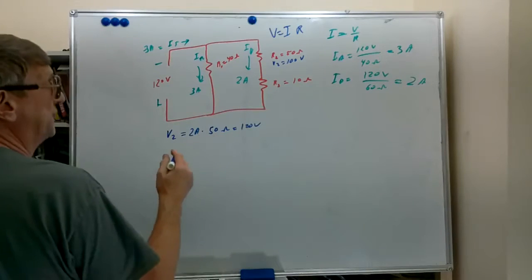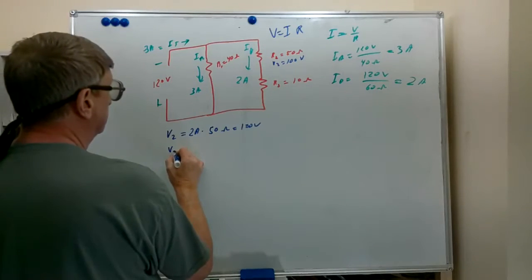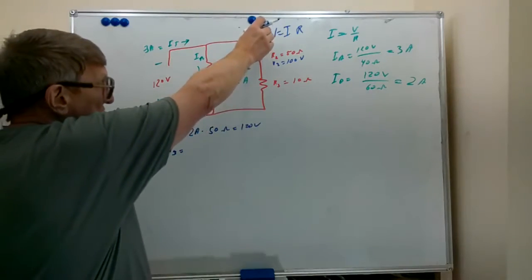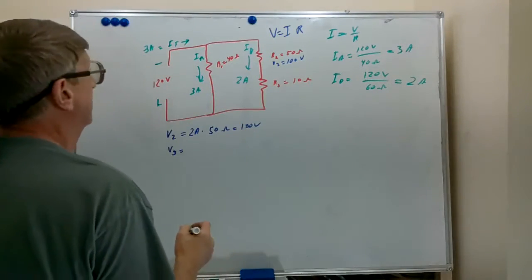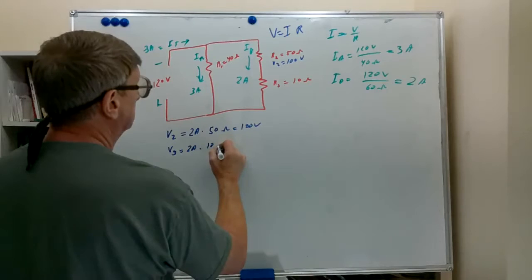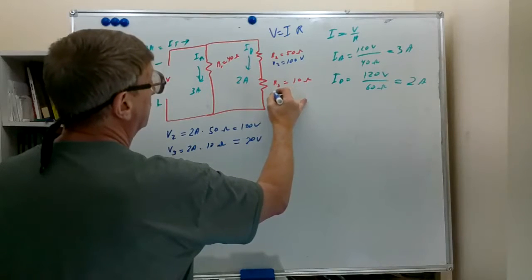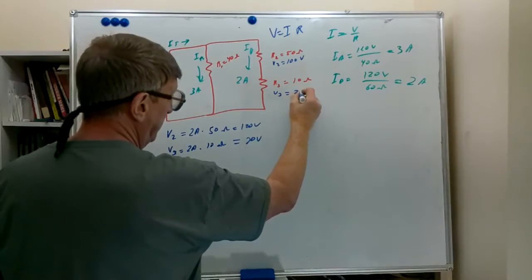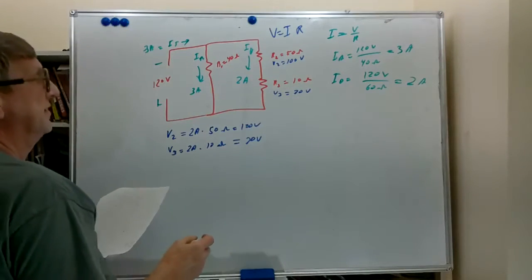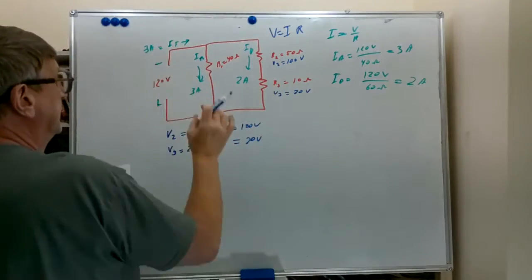Let's try to find the voltage across R3. We'll call the voltage across R3 V3. V3 equals the same 2 amps. Current in a series circuit is the same everywhere, and this is a series section over here. So we've got the same 2 amps, we've got 10 ohms. Well, 2 times 10 gives us 20 volts. So V3 equals 20 volts. And you will notice that 20 volts plus 100 volts gives the 120 supplied.